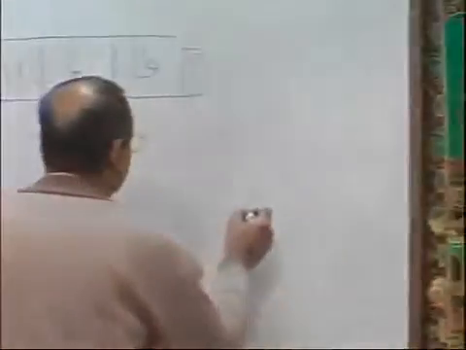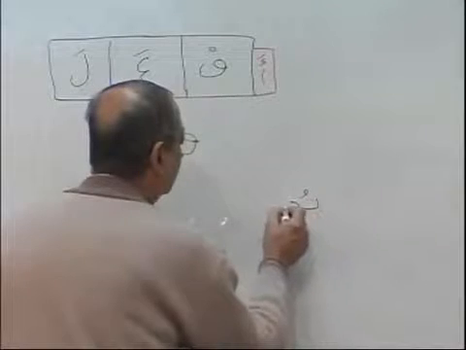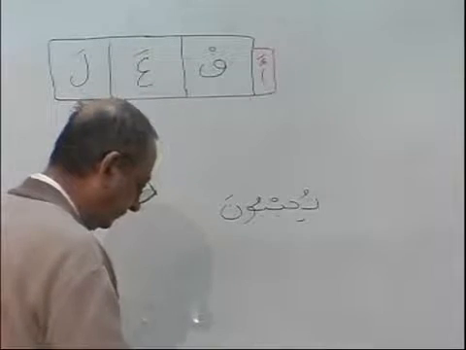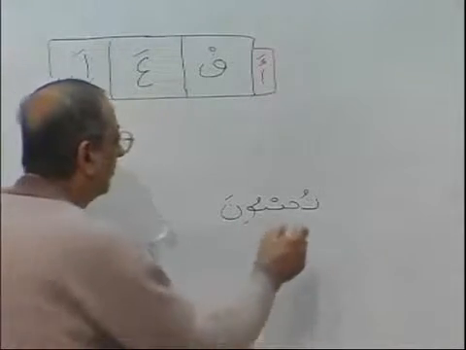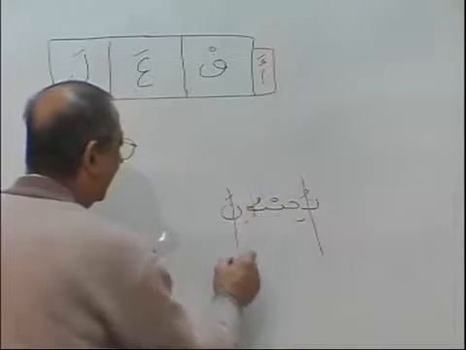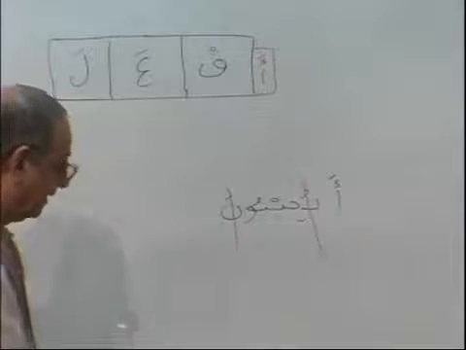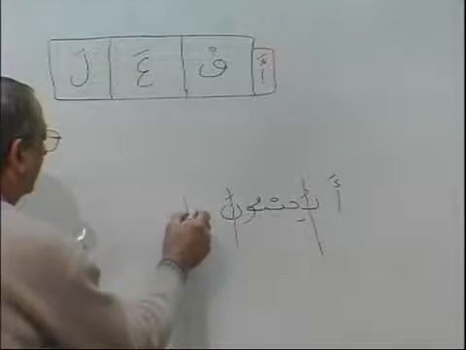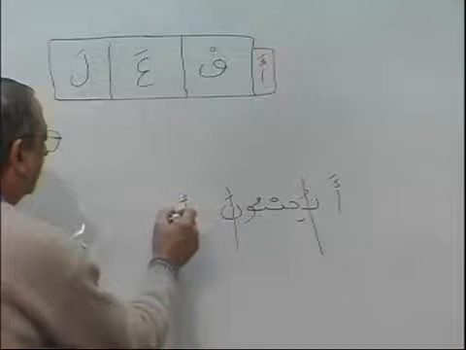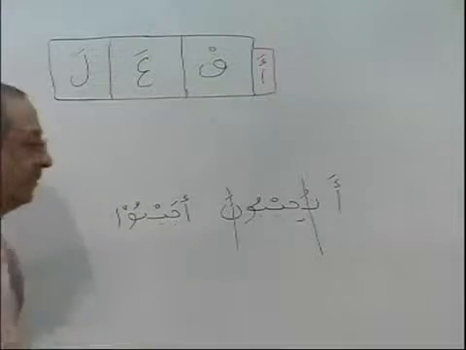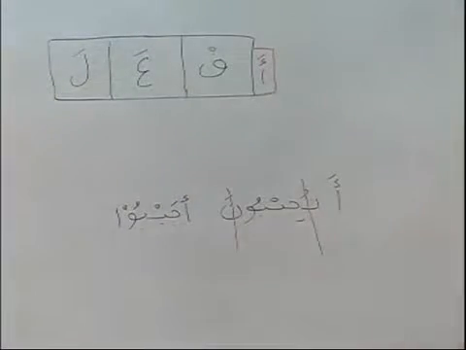So from tujibuna, brothers and sisters, what shall we do, brother Hassan? Chop and chop. And then we bring the Hamza back. Okay? So it will become ajibu. Are you with me? Ajibu. Okay.